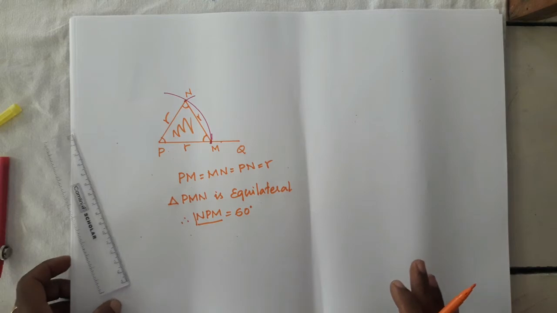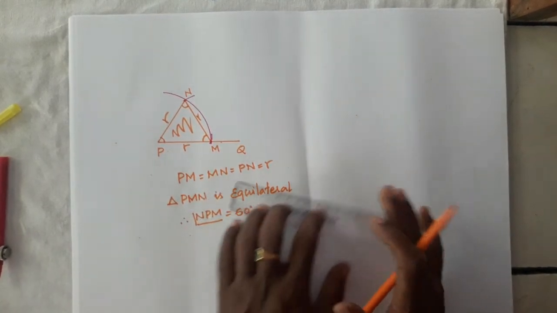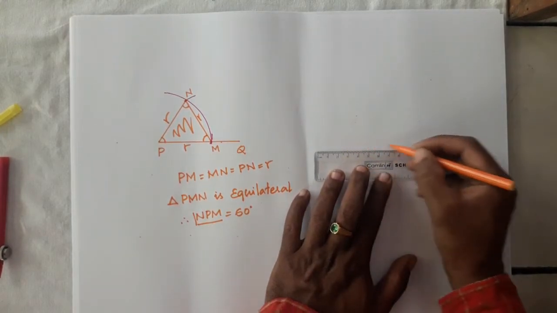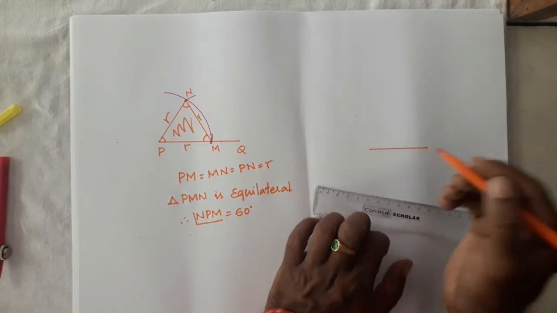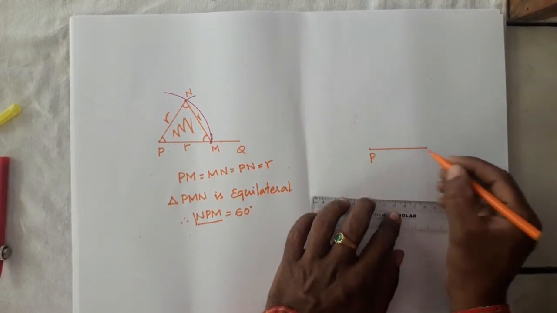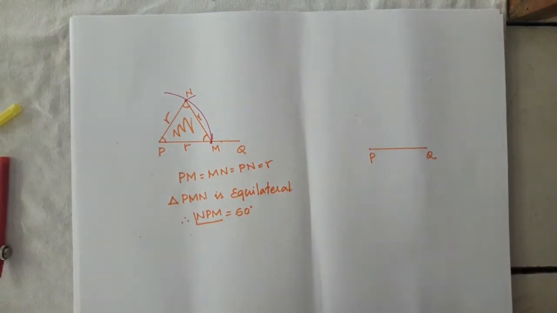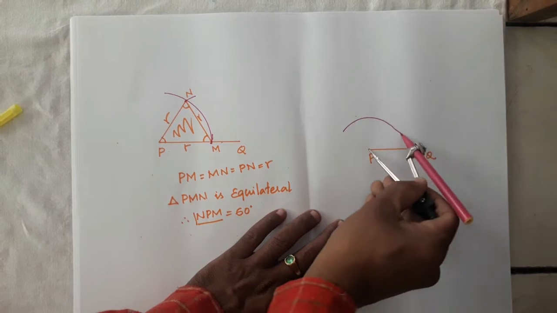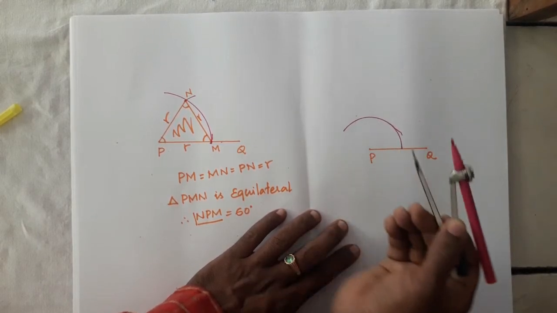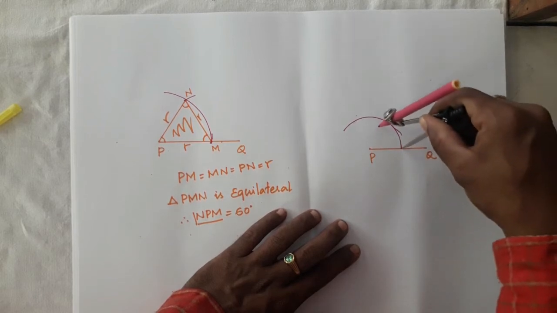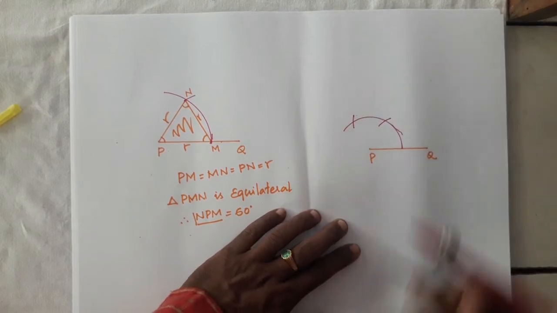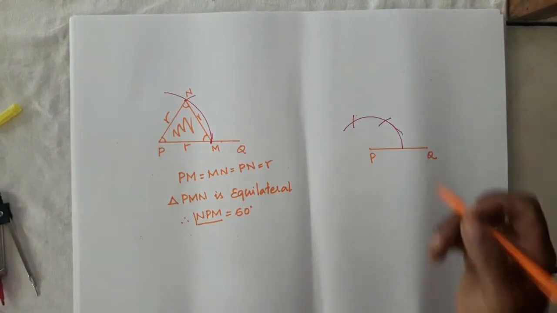Now to construct 90 degrees and 120 degrees, we have to follow the same type of procedure. First, we will have a line segment PQ. At P, if I want 120 degrees, with some radius, I should cut an arc. With the same radius, I have to cut an arc to get 60 degrees. One more arc, this will form 120 degrees.